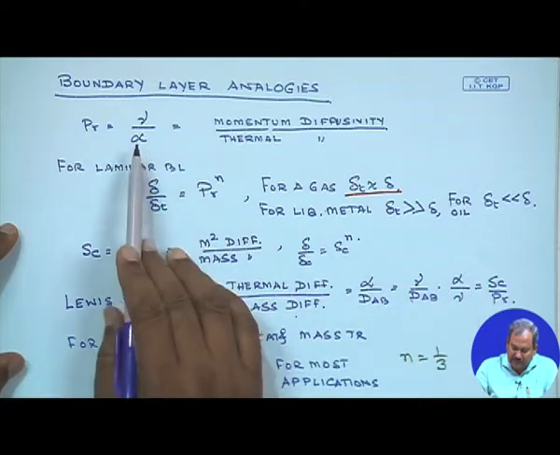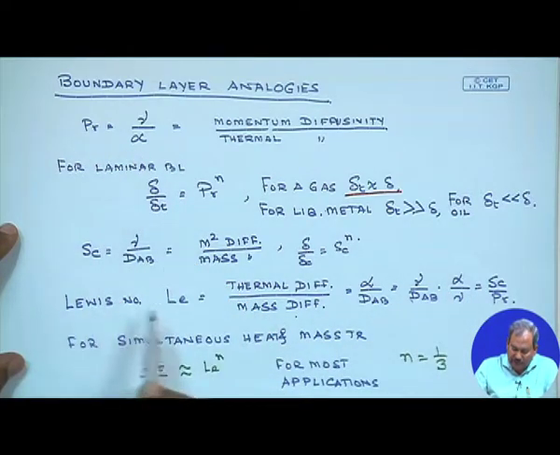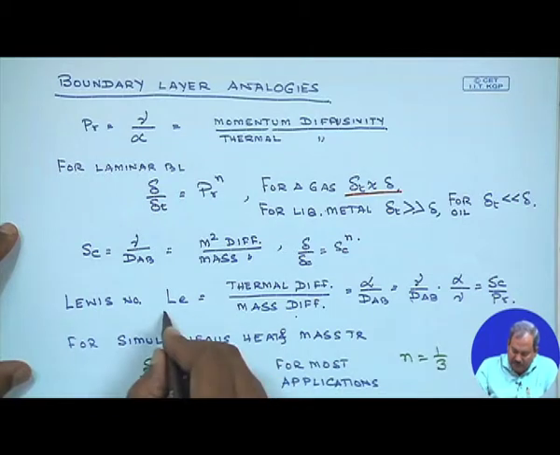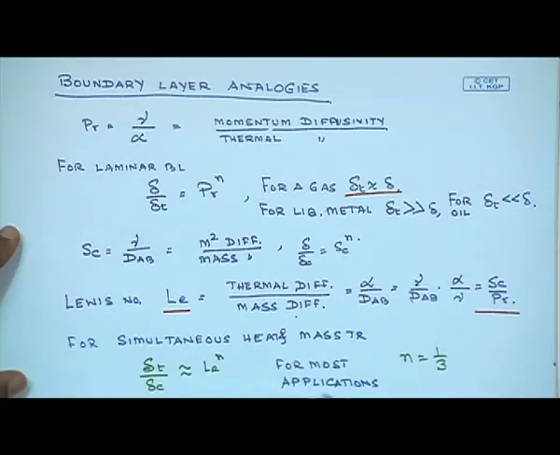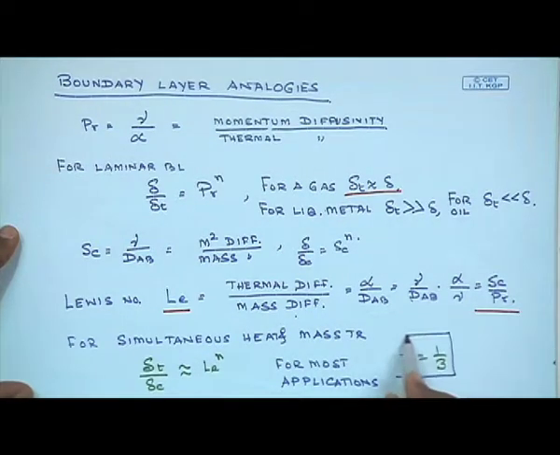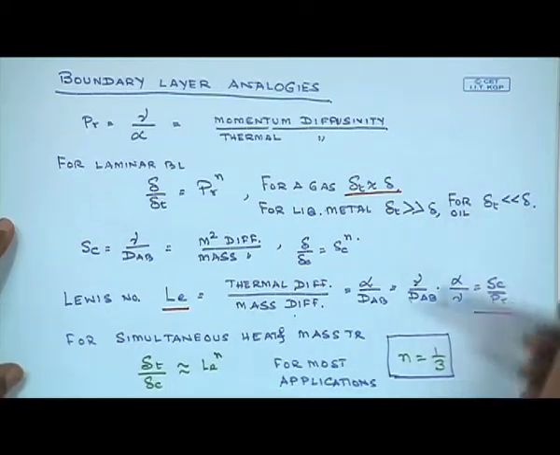So, this is nothing but the inverse of Prandtl number. So, Lewis number Le is equal to Schmidt by Prandtl number. And as I mentioned before, for the case of simultaneous heat and mass transfer, the thickness of the thermal boundary layer and the thickness of the concentration boundary layer are related by Lewis number to the power n, and for most applications the value of n is taken to be 1/3. So, this is something which we already know, which can be obtained easily from the analogy.